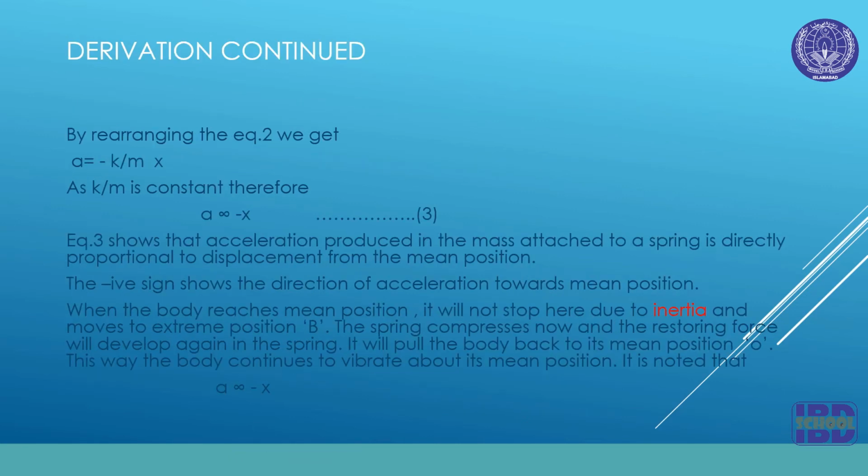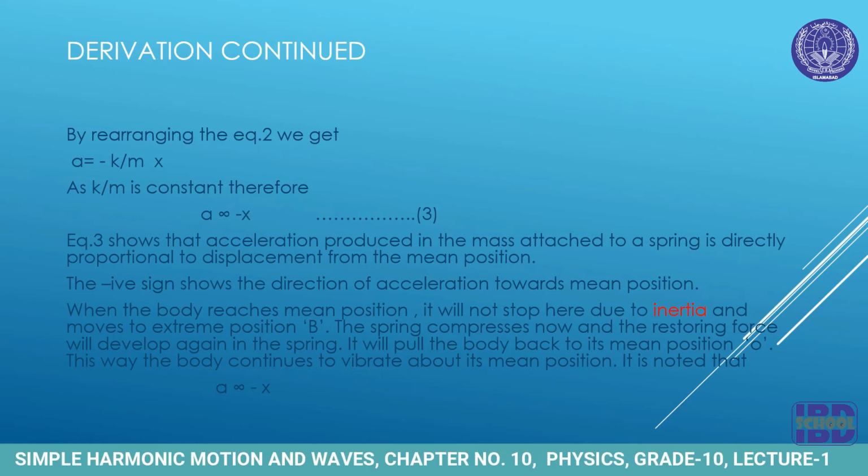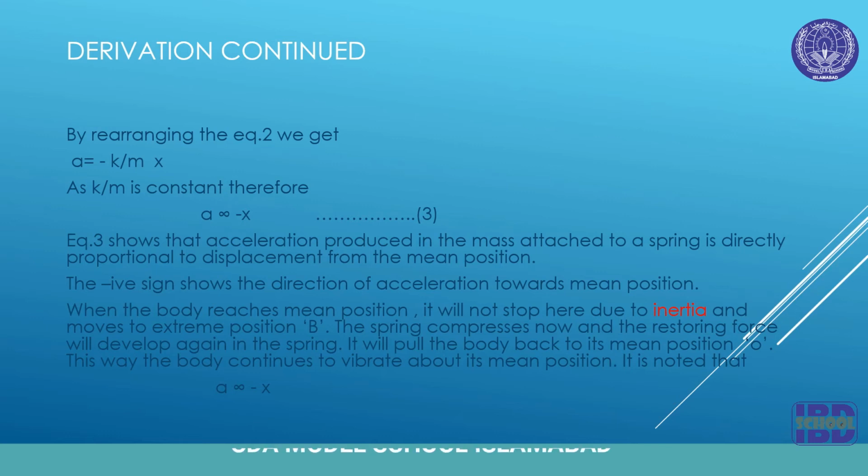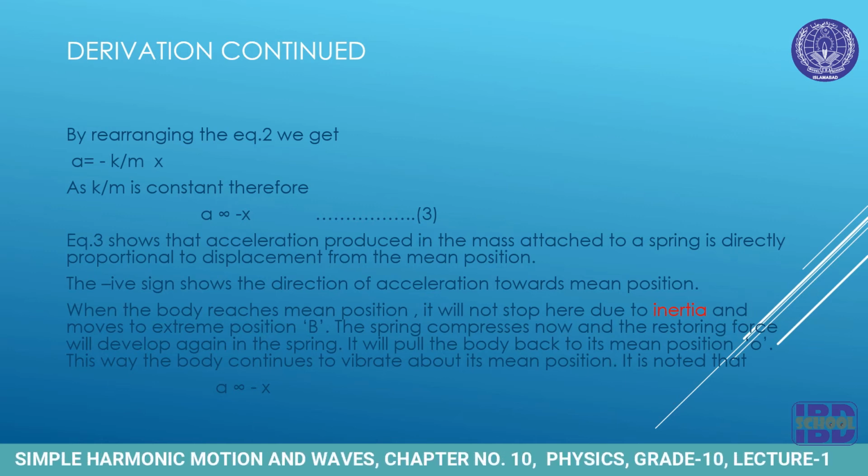By rearranging this equation 2, we get A is equal to minus k over m x. Here k over m is constant. What is k? K is the spring constant. What is m? M is mass. So k and m both are constant values.